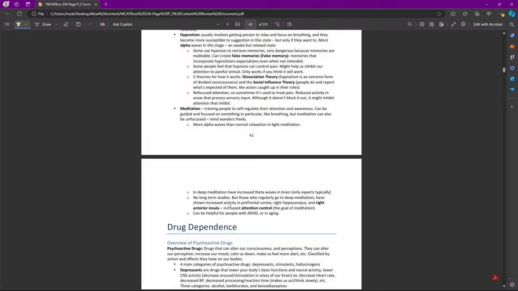And there's no long-term studies, but those who regularly go into deep meditation have shown increased activity in the prefrontal cortex, right hippocampus, and right anterior insula for increased attention control, the goal of meditation. Can be helpful for people with ADHD or in aging.